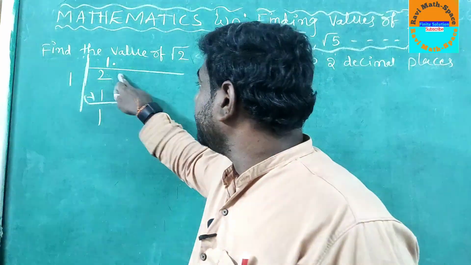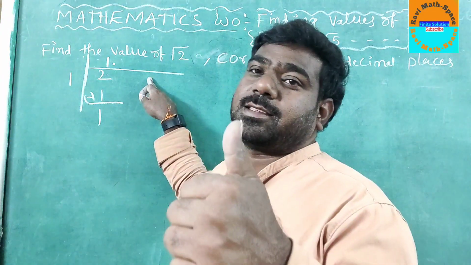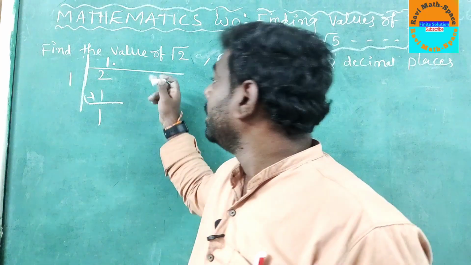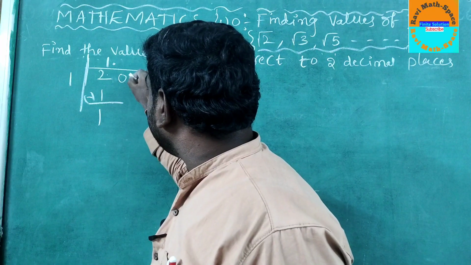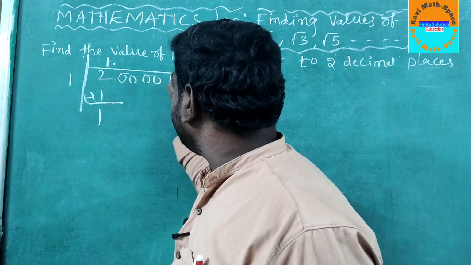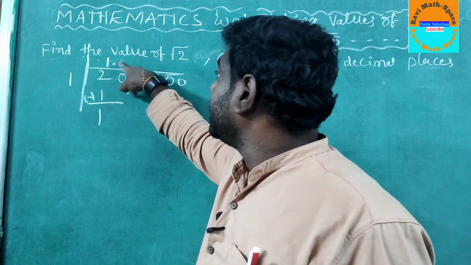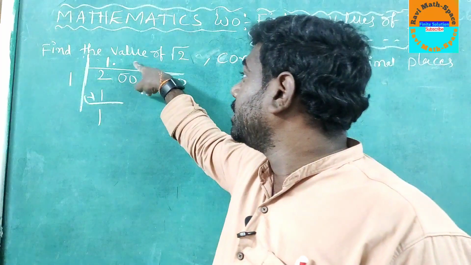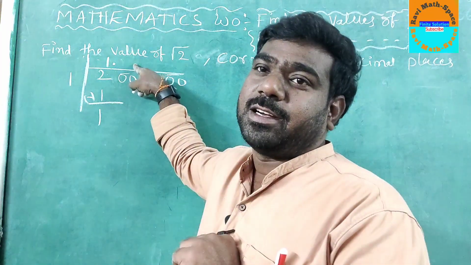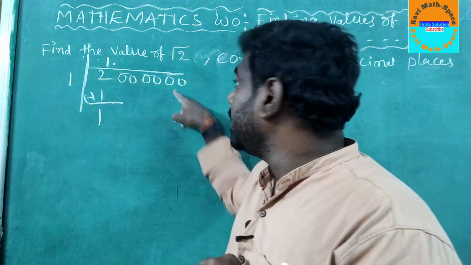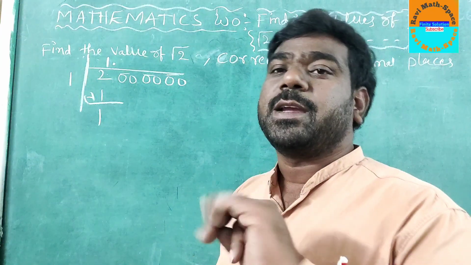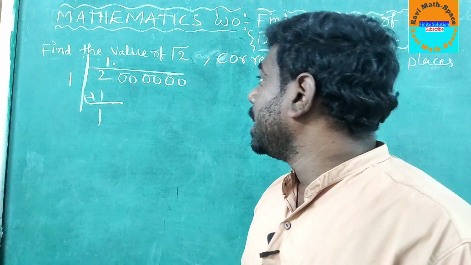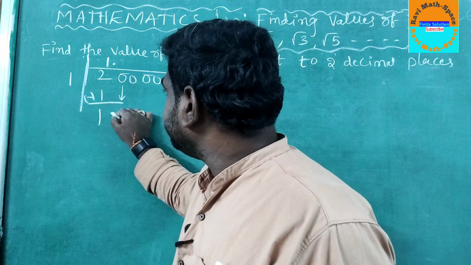Remember, always we should keep pairs, not a single zero. So I keep here 3 pairs of zeros. Why? Because I want 3 decimal places in the decimal number. That's why I am placing 3 pairs of zeros. Okay. Now bring the first pair down.